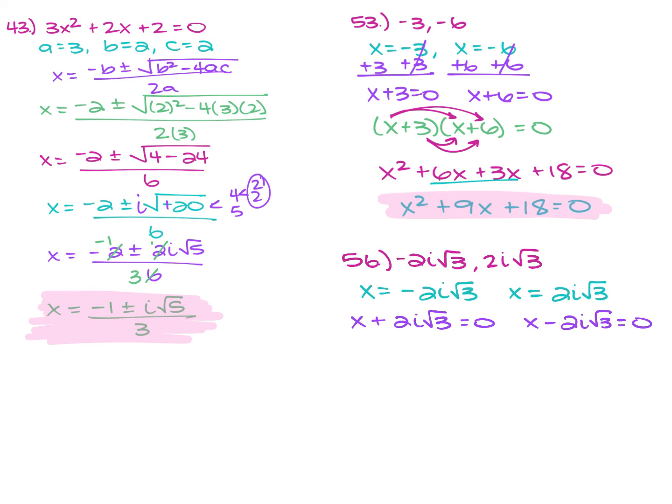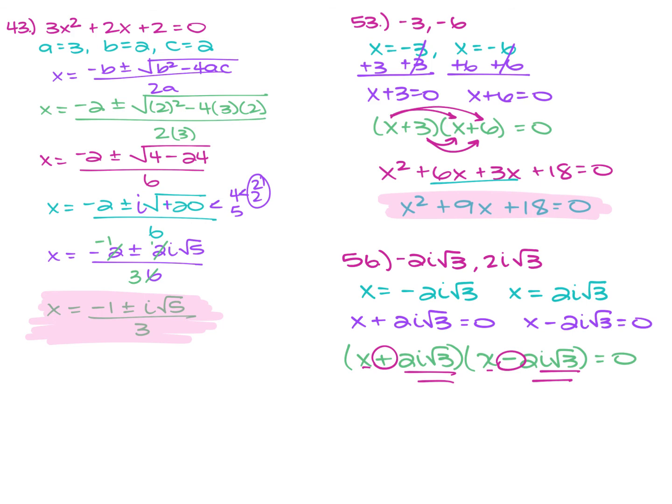We know that since these are both equal to 0, we do the same thing that we did with the one before this. Put them in parentheses, so you have x plus 2i square root 3 times x minus 2i square root 3 is equal to 0. This is what we call a difference of squares. Your first term is the same in both sets of parentheses. Your second term is the same in both sets of parentheses. They're just separated by opposite signs.